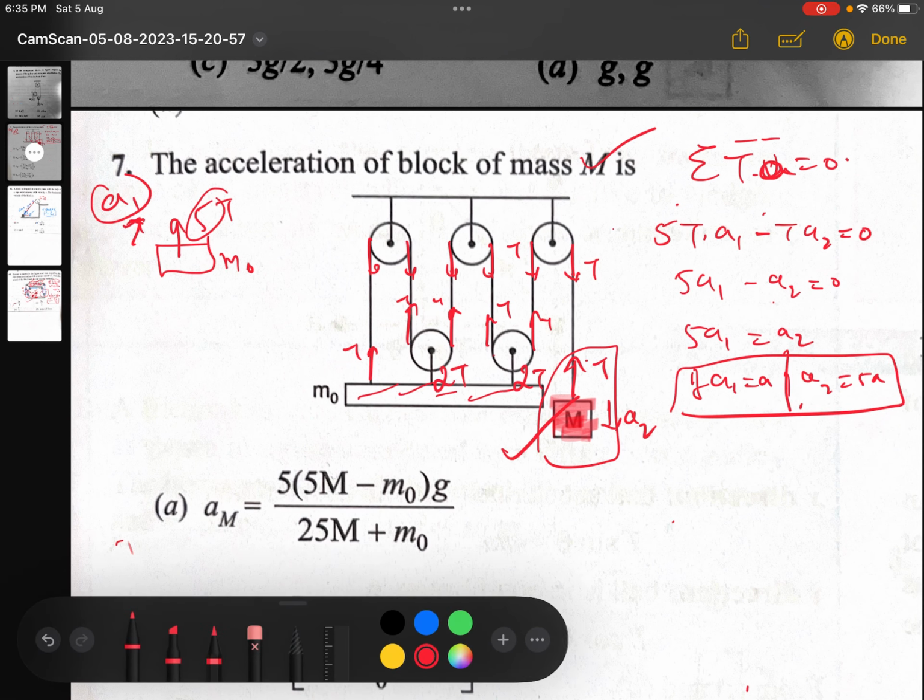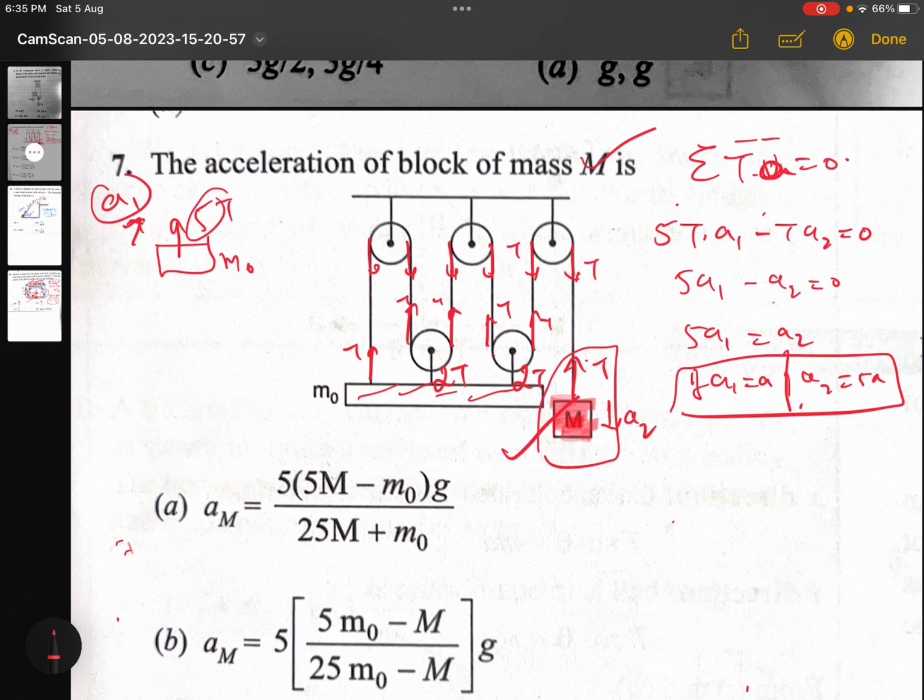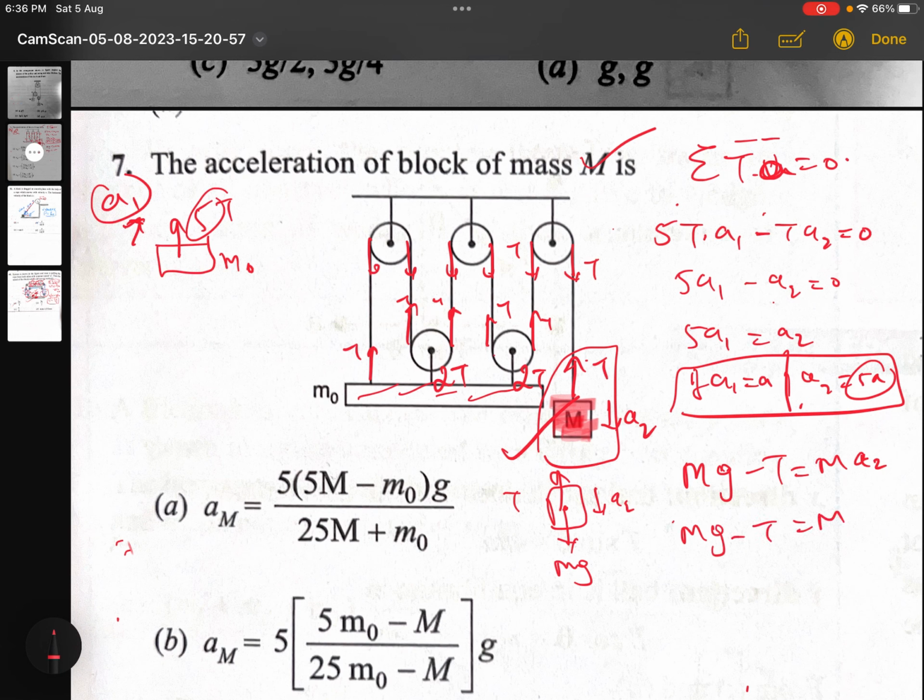So now I'll draw free body diagrams. I want a few more equations. I'm not getting A1 and A2 directly from this, so another equation I want. If I take this capital M here, capital Mg will be acting downwards, tension will be acting upwards. Finally, it is going down with an acceleration A2. So apply Newton's law. Now capital M into g minus T is equal to capital M into A2. But what is A2? It is 5A. So therefore I'll write Mg minus T is equal to M into 5A. Let me take this equation as 2 now.